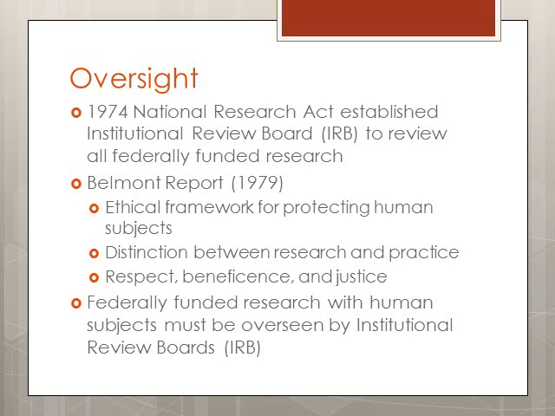In 1979, the Belmont Report was released, and this is really what provides the ethical framework for protecting human subjects who are involved in research. They make the very important distinction between research and practice and address the concepts of respect and justice, equity in research, and beneficence. So again, this really came out of the desire to regulate federally funded research that involved human subjects, that there would be some oversight protection, and that was done through what's called institutional review boards.